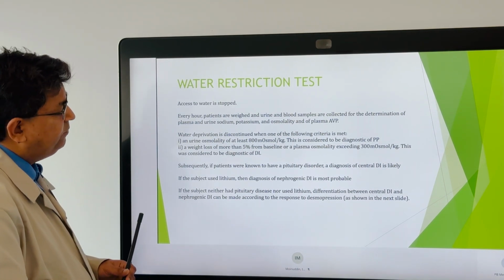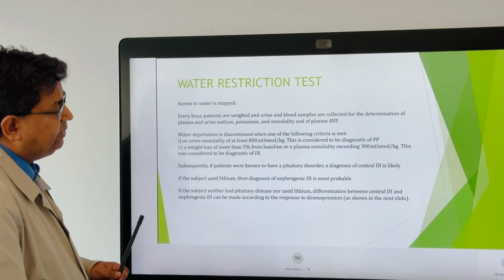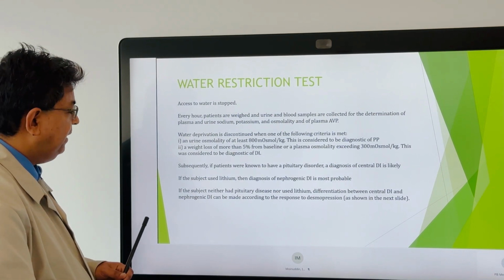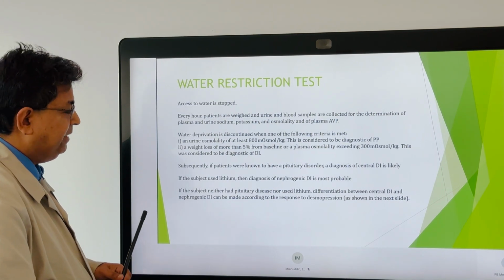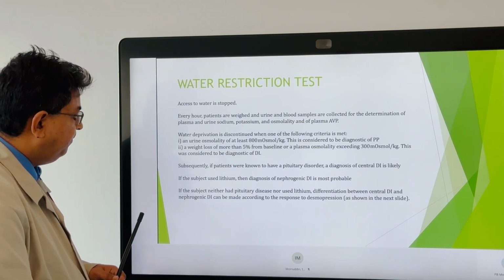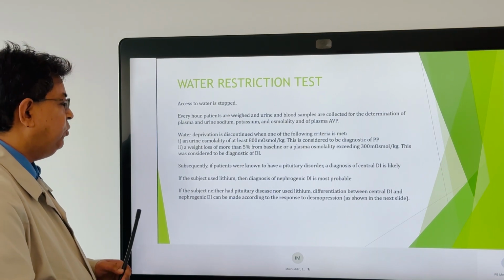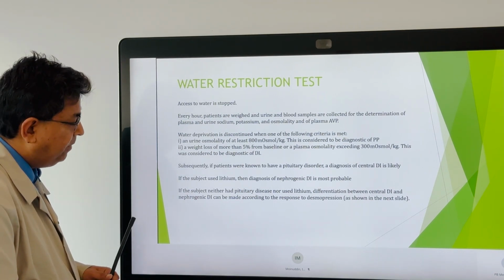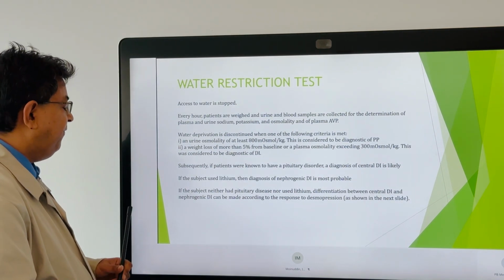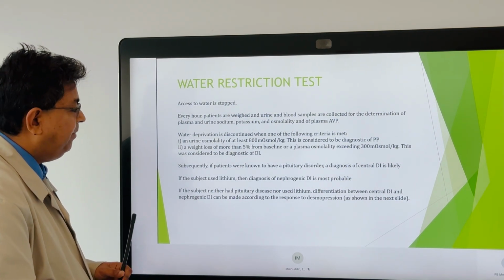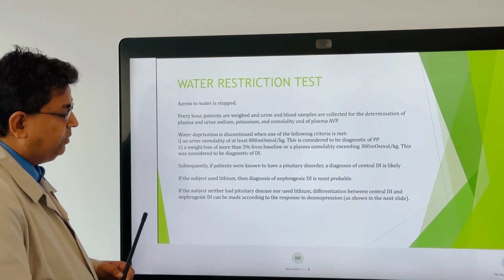If the patient is known to have a pituitary disorder, central diabetes insipidus is likely. If the subject used lithium, then nephrogenic diabetes insipidus is most probable. If the subject neither had pituitary disease nor used lithium, differentiation between central diabetes insipidus and nephrogenic diabetes insipidus can be made according to the response to desmopressin.